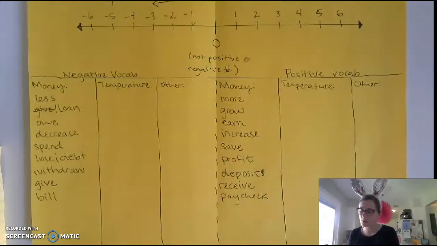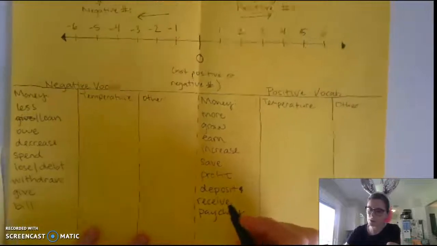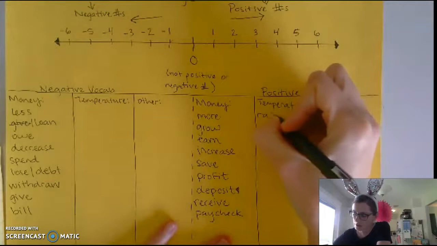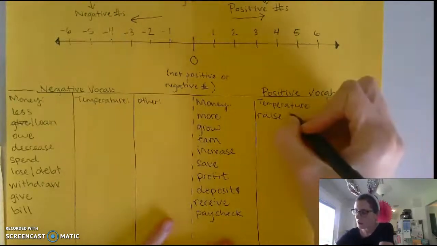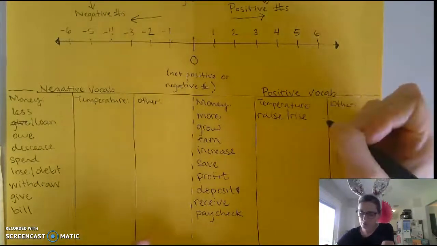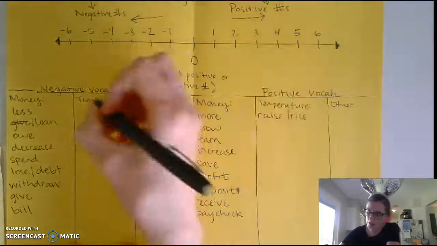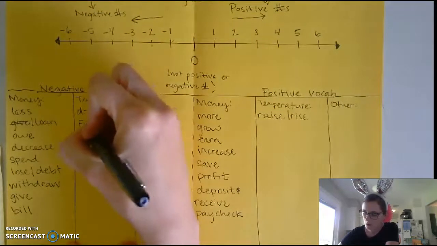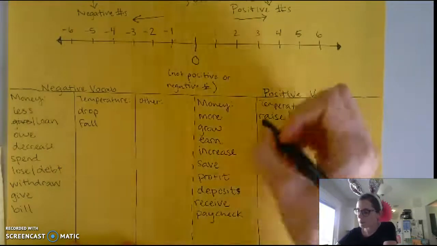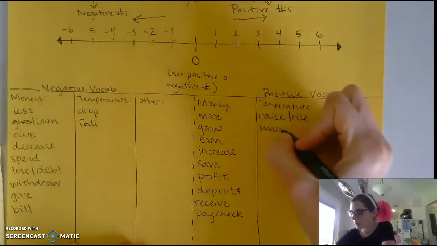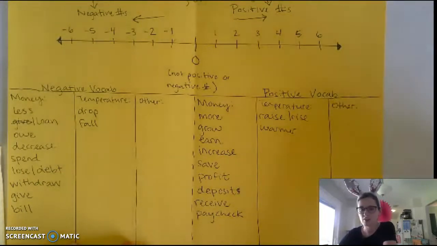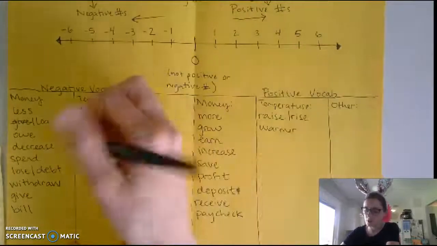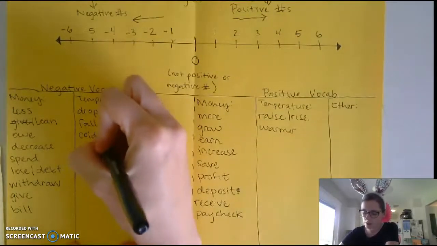Okay, I'm going to real quick go through temperature. So on the positive side of temperature, we have raise or rise. So a temperature can raise or rise. And the opposite of that is it can drop or fall. So you might hear those. You might also hear warmer, meaning it's 10 degrees warmer while I'm moving this way, or it's 10 degrees colder. That would be on the negative side.